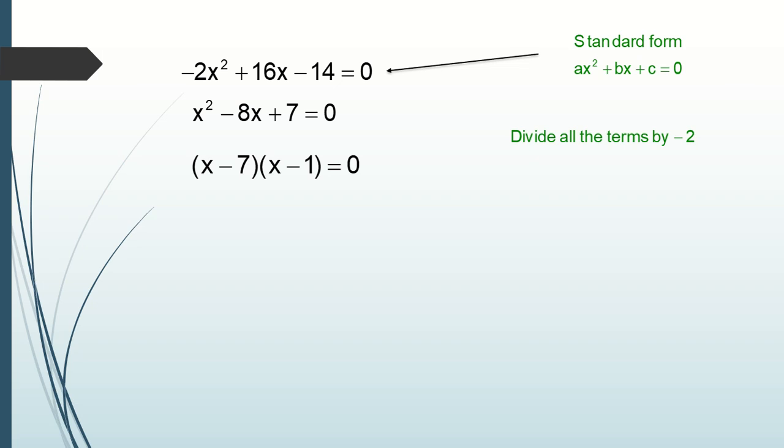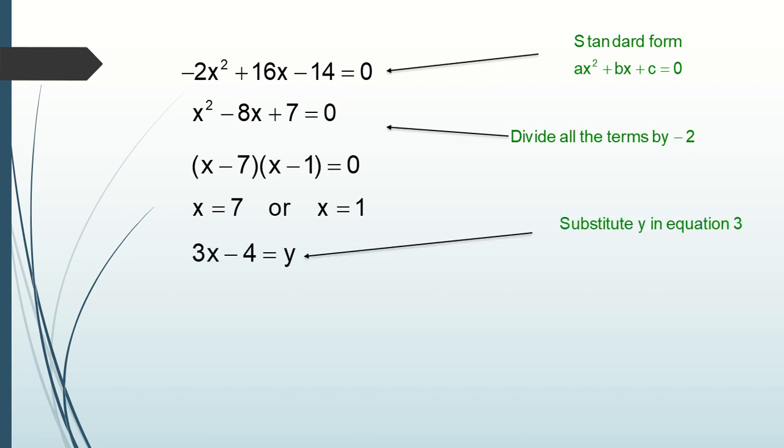Right, so we factorize. After factorization, we then get x equal to 7 or x equal to 1. We then need to substitute x in equation 3. So if we do that, we get our values of y being 17 and minus 1.